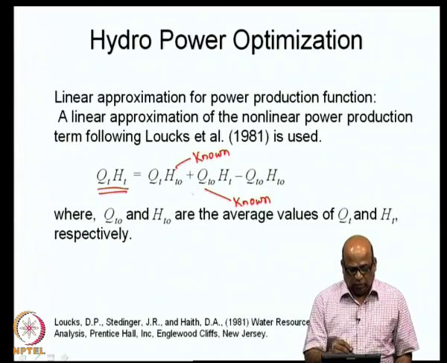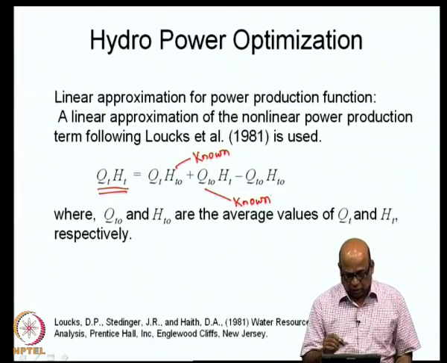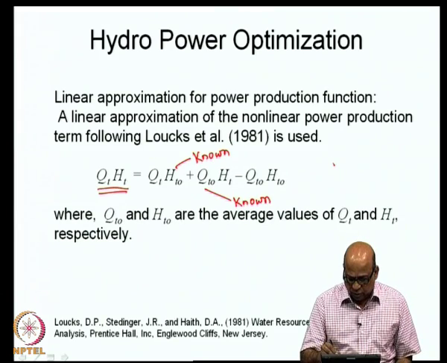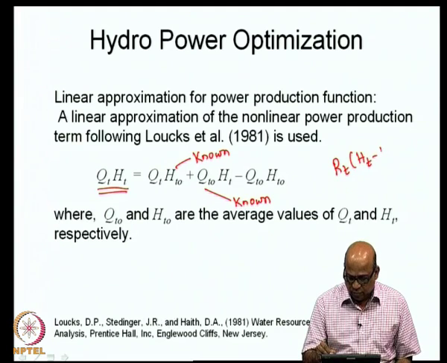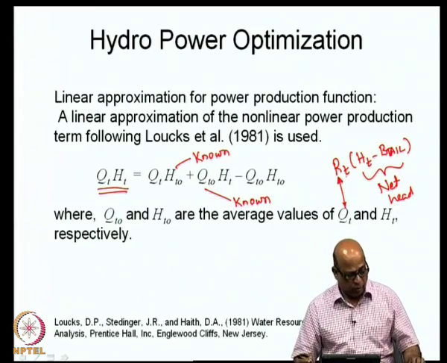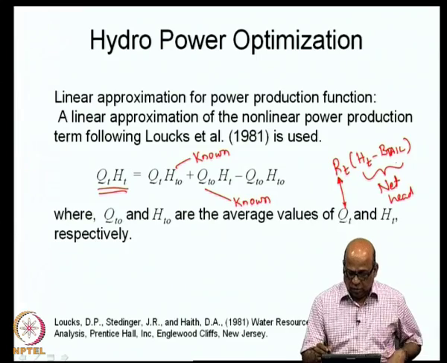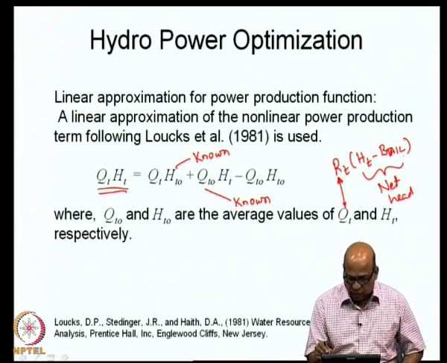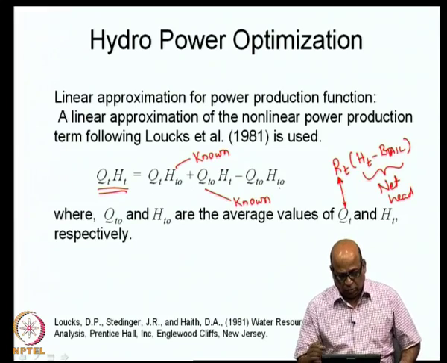Now, the question is, what are the values of Ht naught and Qt naught? I will come to that presently, but in our notation it would have been RT into Ht minus B tail. This is the net head, and this RT is nothing but Qt, that is the release that is made. So, this is the expression that we need to express as a linear function. So, we will come to that.